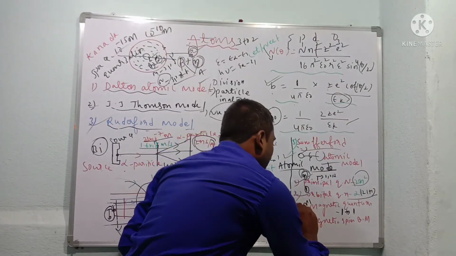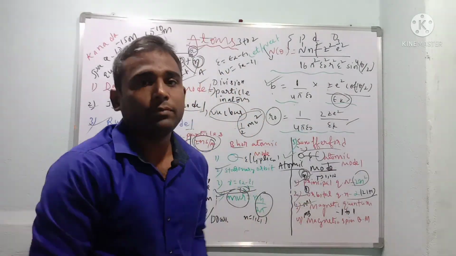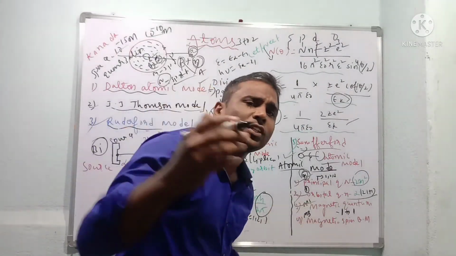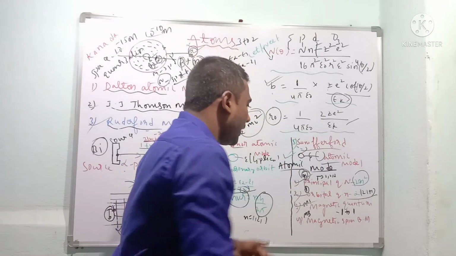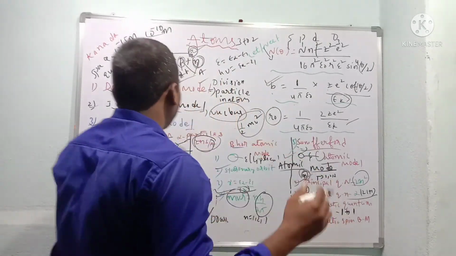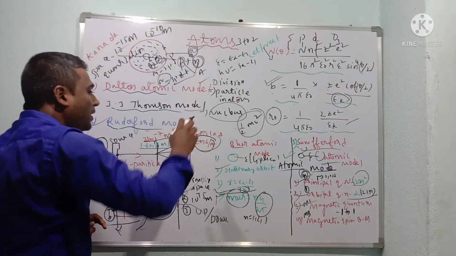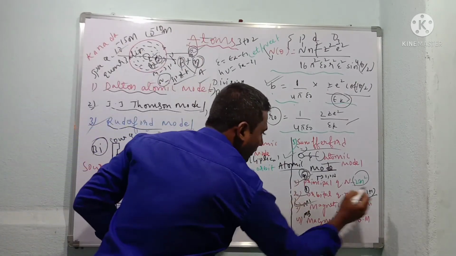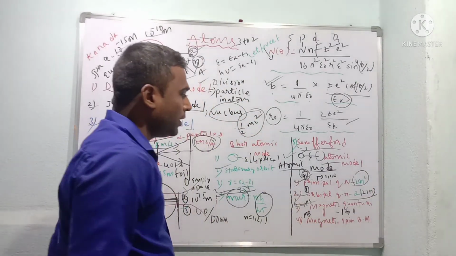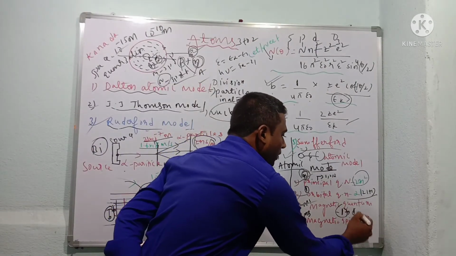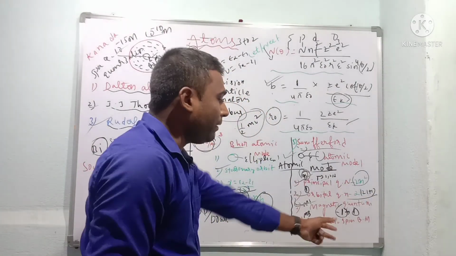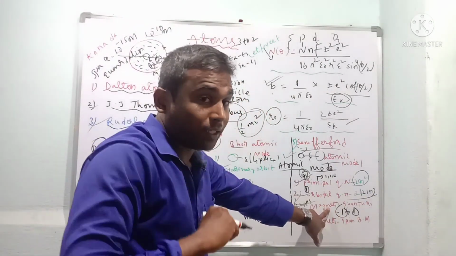After that, come to the third point, the magnetic quantum number. It gives the direction of the magnetic field and the orientation of electrons in the atom, which arises from the magnetic quantum number. It takes values from minus l to plus l. Here l means the orbital quantum number.